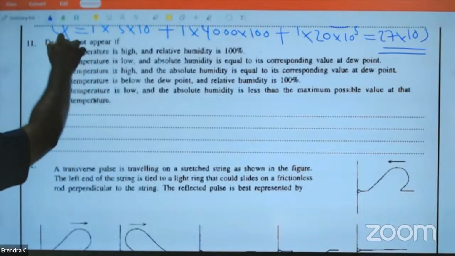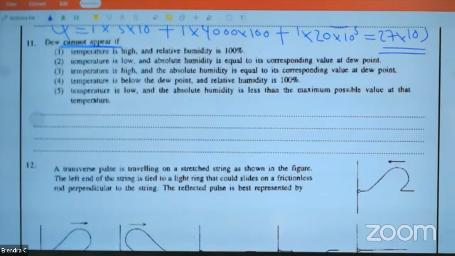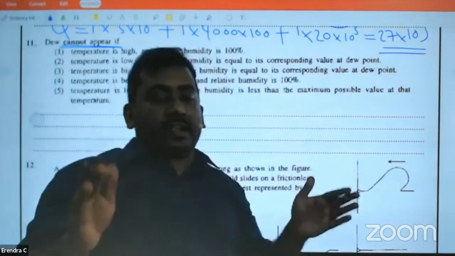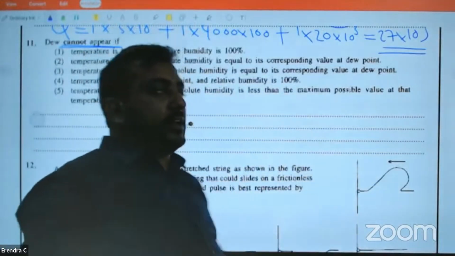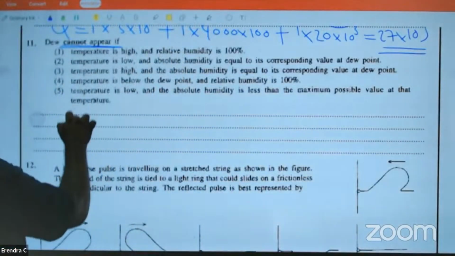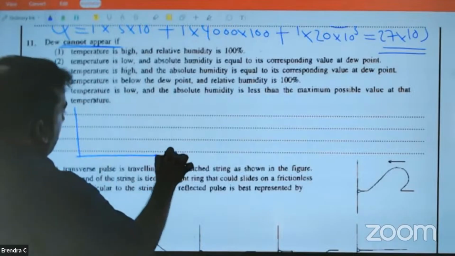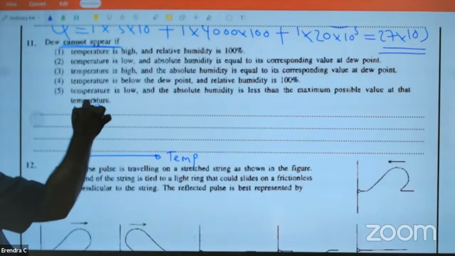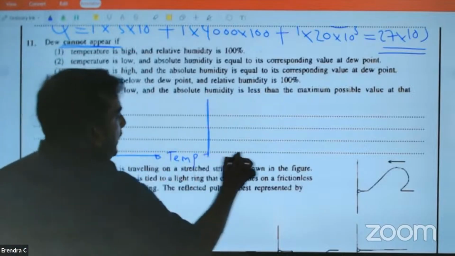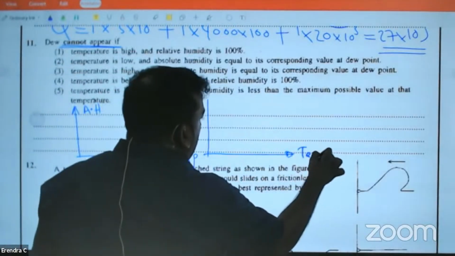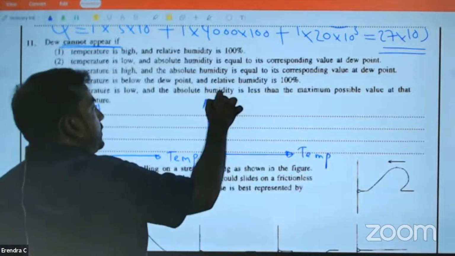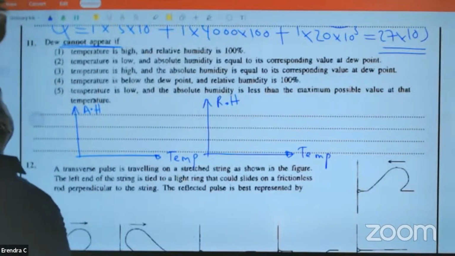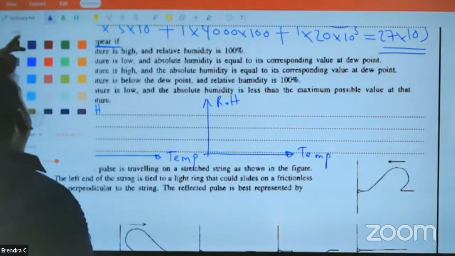Dew cannot appear if... Whenever you learn humidity, by now you must have learned two curves very importantly: the temperature absolute humidity curve, and the relative humidity temperature curve. Keeping these curves in mind, you can come to these conclusions.